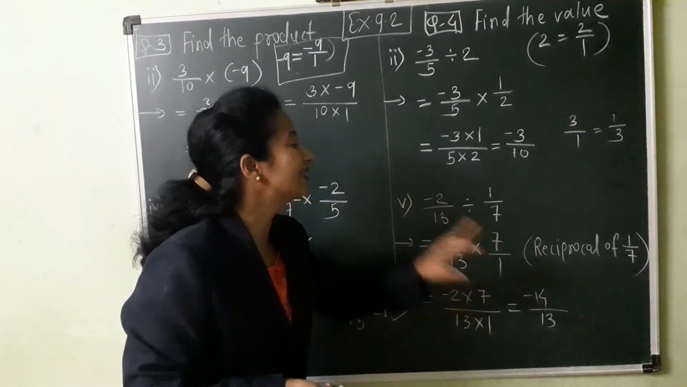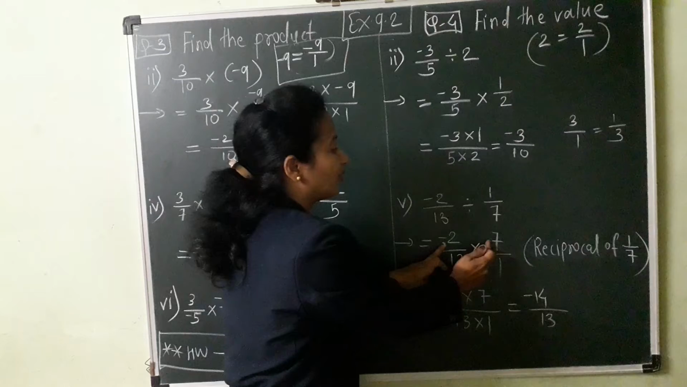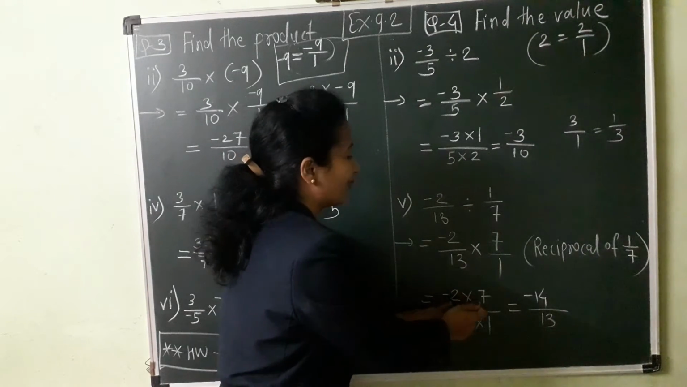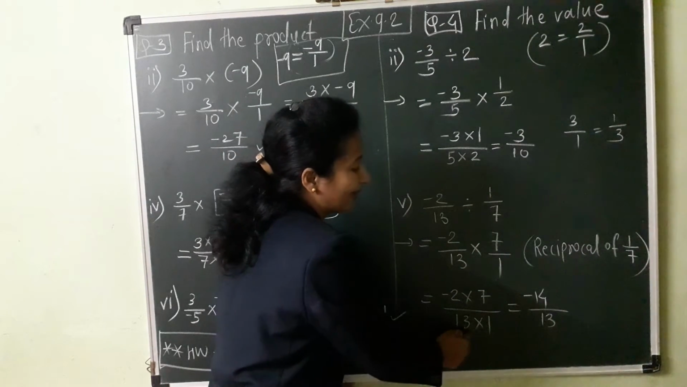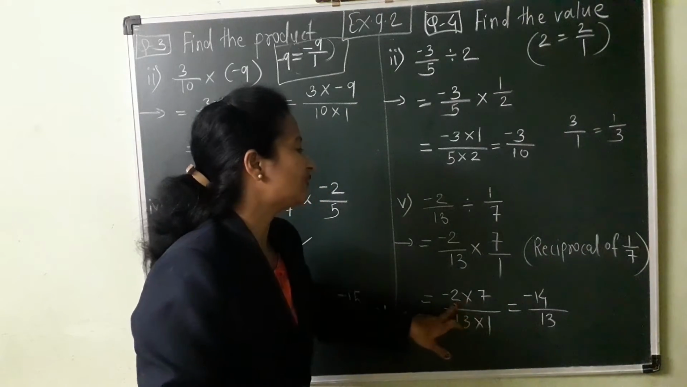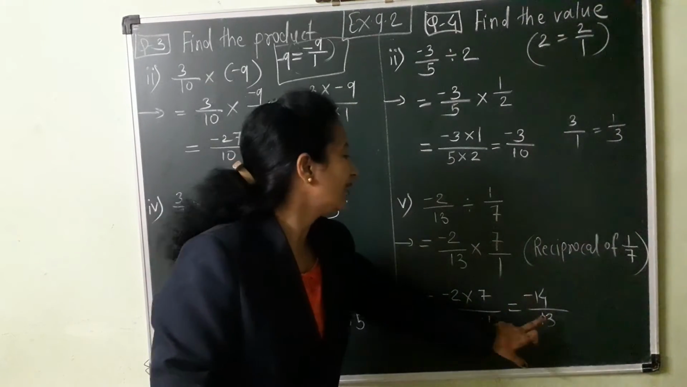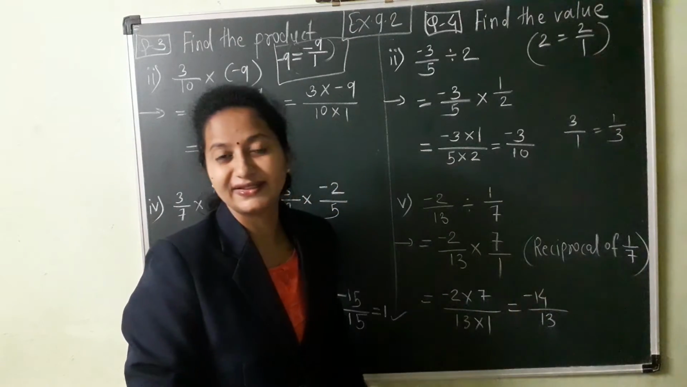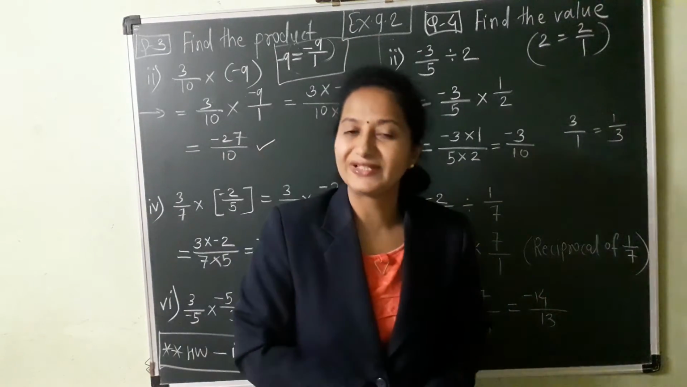So here I have used it. Then the next step, multiply numerator by numerator: minus 2 multiplied by 7 upon 13 multiplied by 1. 7 twos are 14, so minus 14 upon 13 will be the answer here. Is it clear? So we'll see the next sum.